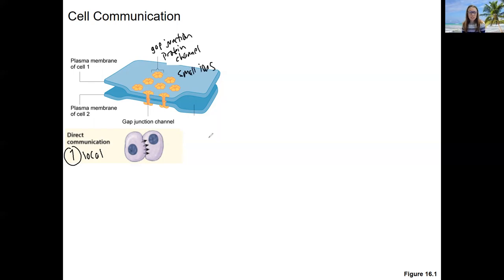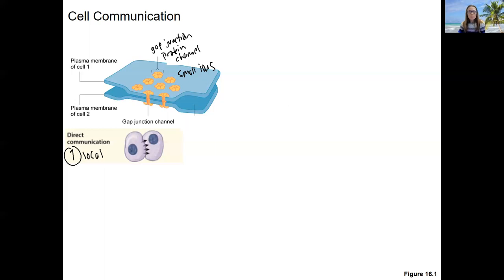So we will see this in the cardiovascular system, in the heart. It allows the heart to contract as a unit, the whole heart muscle, because the cells of the heart are physically, electrically, and chemically connected, because these molecules can move through so quickly. Okay, so that's the first.